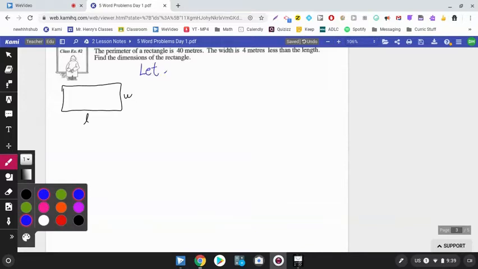Let L be the length, which is pretty obvious. W be the width. Maybe I could have picked x's and y's, but I think it's easier to just pick L's and W's. When there's little context, sometimes I pick specific letters. Okay, I have my let statement. I've got this nice little picture. And now I'm going to try to figure out, how could I find two equations?